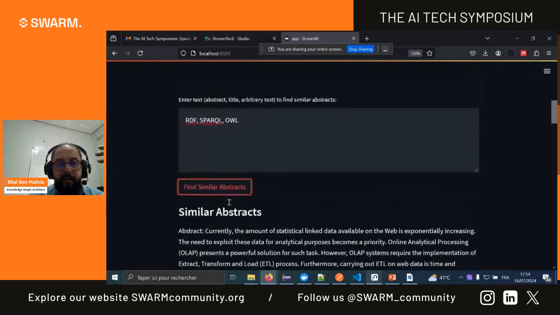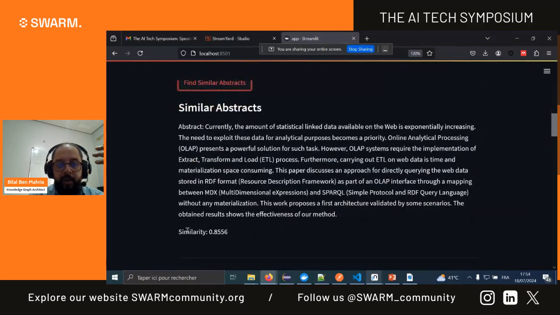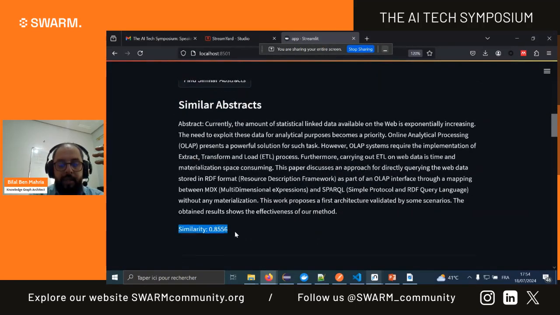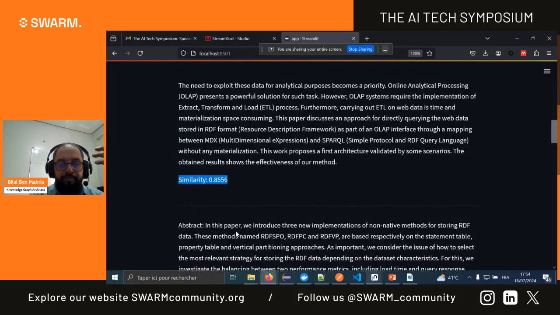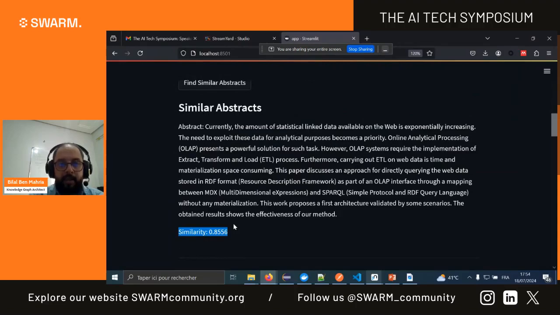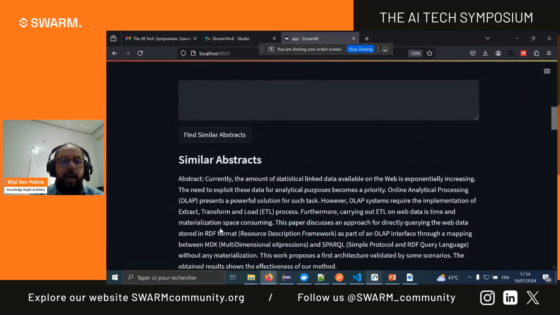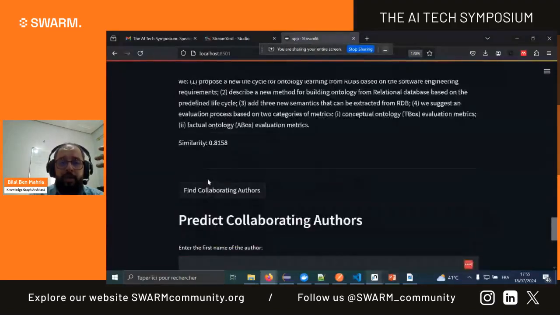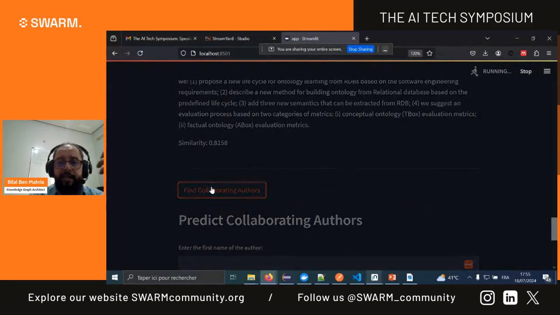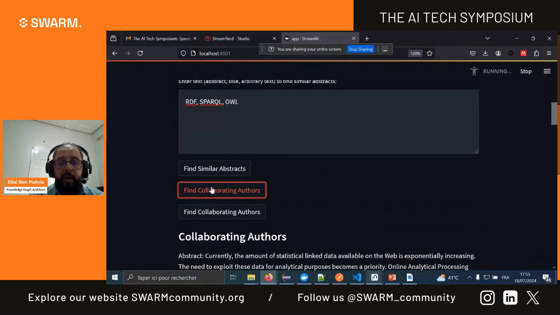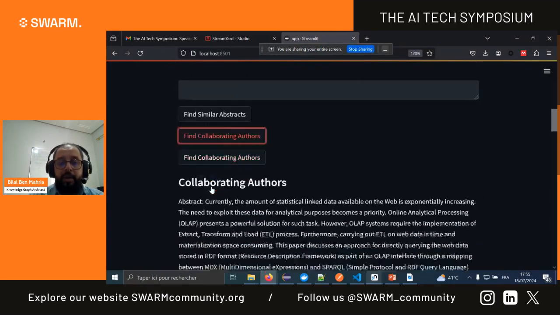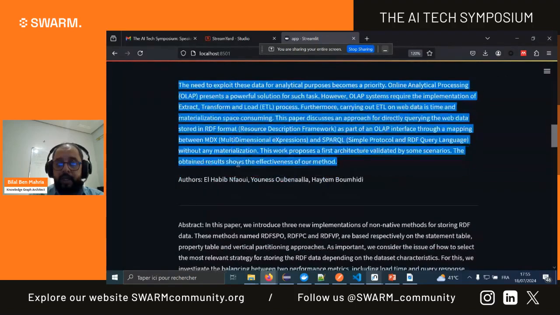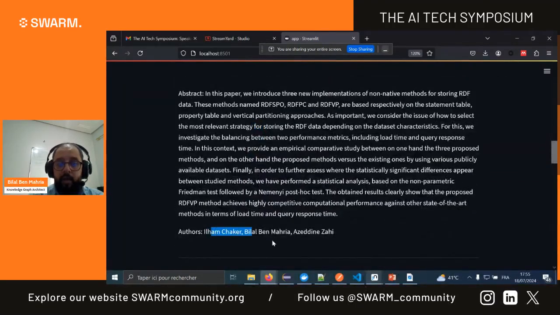Okay, so here I can find some abstracts that use these terms, and here we are using cosine similarity just to give an insight to the user that this abstract is similar to what you want based on this score. And then if I want, for example, to find what are the authors that I can collaborate with, I can extract the authors from my graph. For each abstract, this is the set of authors.